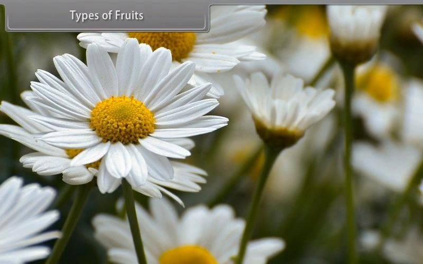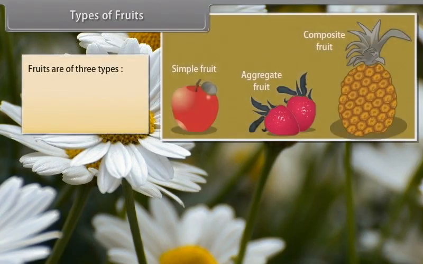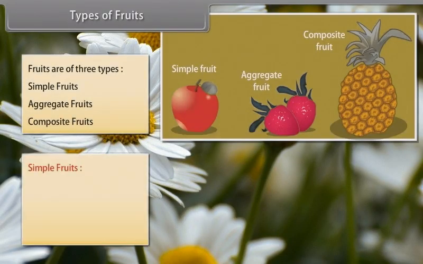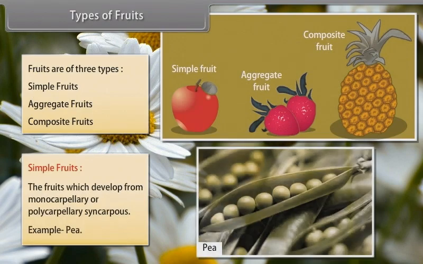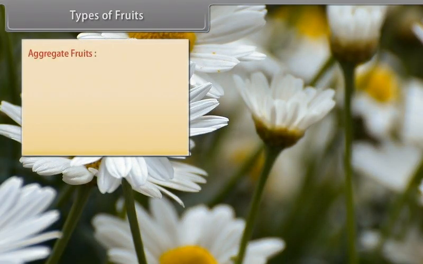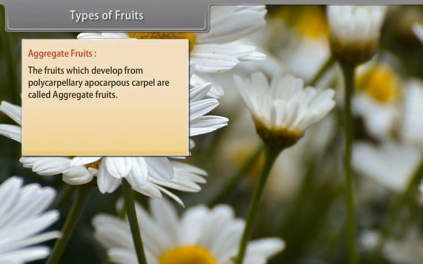Types of fruits. Fruits are of three types: simple fruits, aggregate fruits, and composite fruits. Simple fruits: the fruits which develop from monocarpellary or polycarpellary syncarpous ovaries. Example, pea. Aggregate fruits: the fruits which develop from polycarpellary apocarpous carpels are called aggregate fruits.